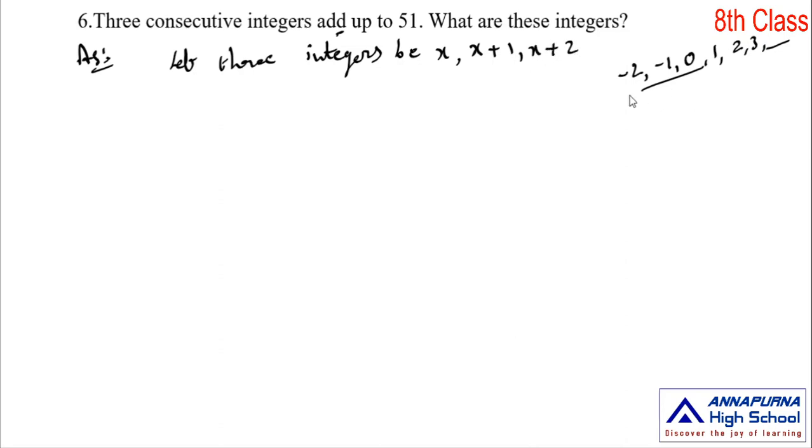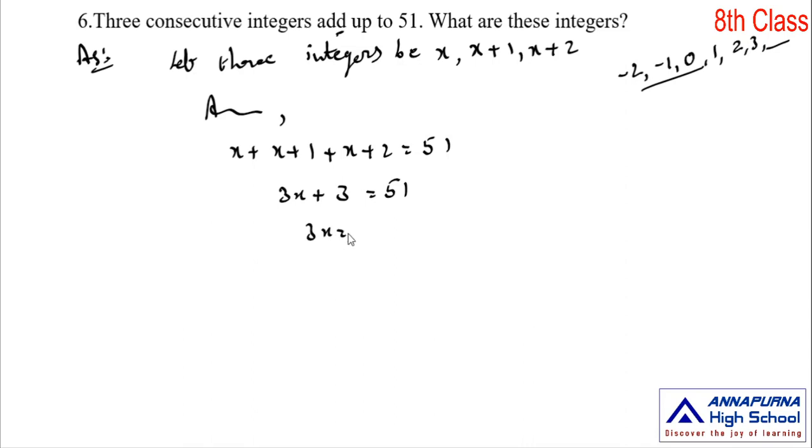By adding 1 we get the next integer: -2 plus 1 is -1, -1 plus 1 is 0, 0 plus 1 is 1, 1 plus 1 is 2. So by adding 1 to the previous integer, you get the next integer. It's a consecutive integer. So if the first integer is x, then the next integer is x plus 1, and the next is x plus 2. Their sum is 51. According to the question, x plus x plus 1 plus x plus 2 is equal to 51. So add x plus x plus x, 3x, plus 1 plus 2, 3, is equal to 51.